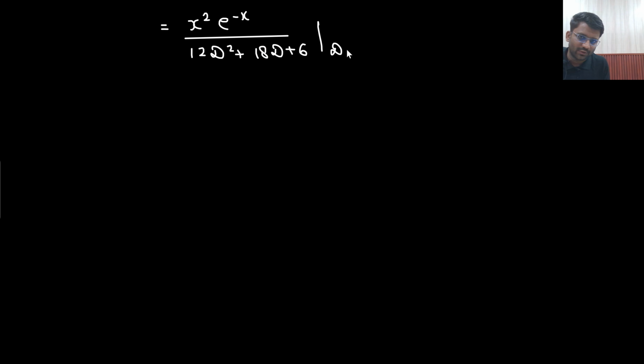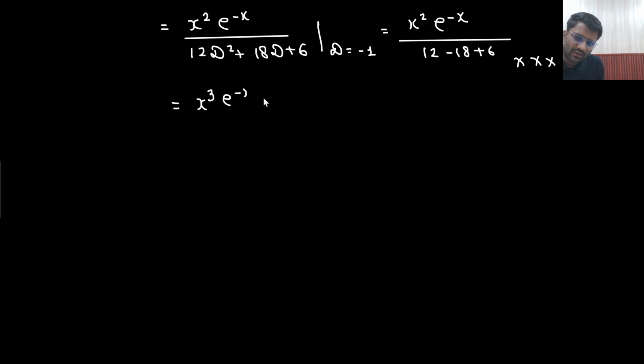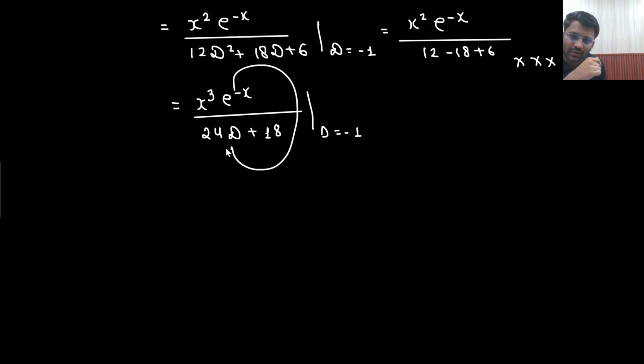What am I supposed to put? I am supposed to put D equals to minus 1. So x square e to the power minus x divided by 12 minus 18 plus 6. What am I getting? Again 0. Again not acceptable. What do I need to do? Again multiply with x on the numerator, and differentiate again in the downward side. This time you get 24D plus 18. Now you put D equals to minus 1 here.